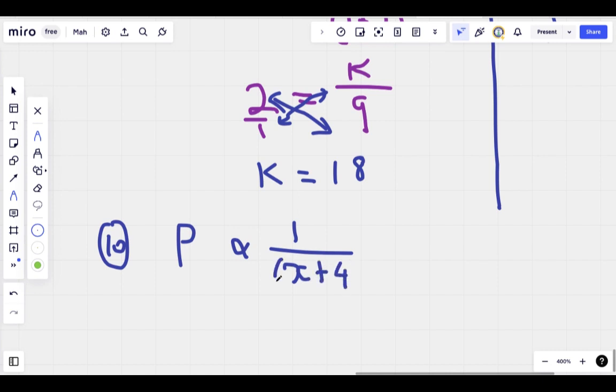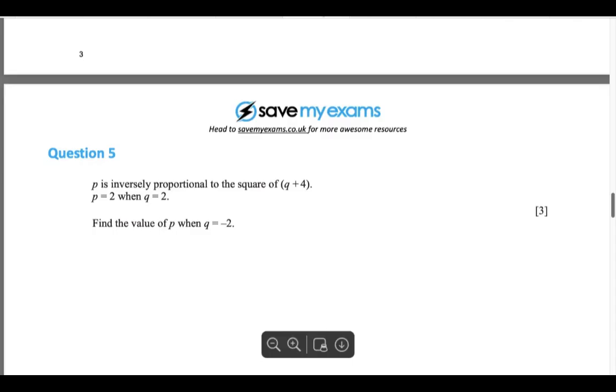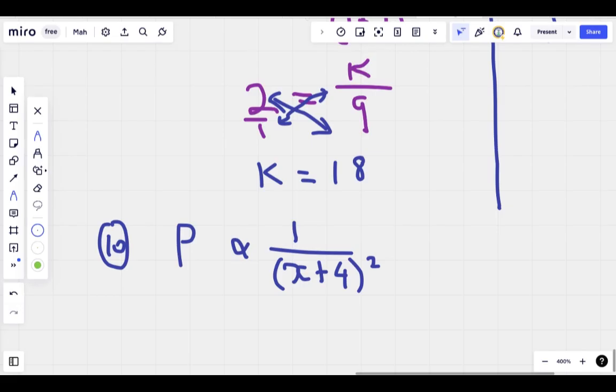Since they say the square, we have to square it. If they say square root, I have to put square root here. They say P is inversely proportional to the square of x plus 4. So sometimes you have to take care between square and square root. Meaning you say x plus 4 raised to power 2. If they say cube, you say x plus 4 raised to power 3. But if they say cube root, is inversely proportional to the cube root of x plus 4, this is what you will do.